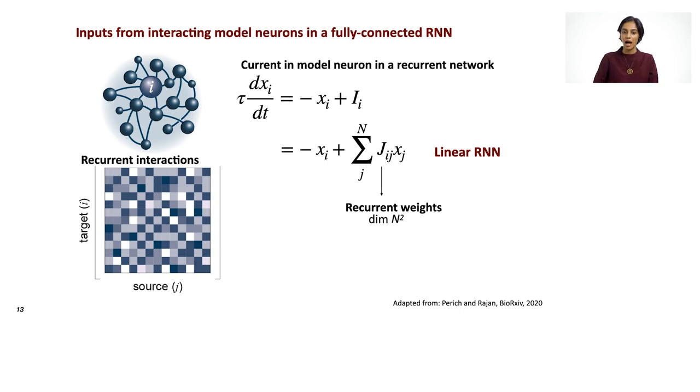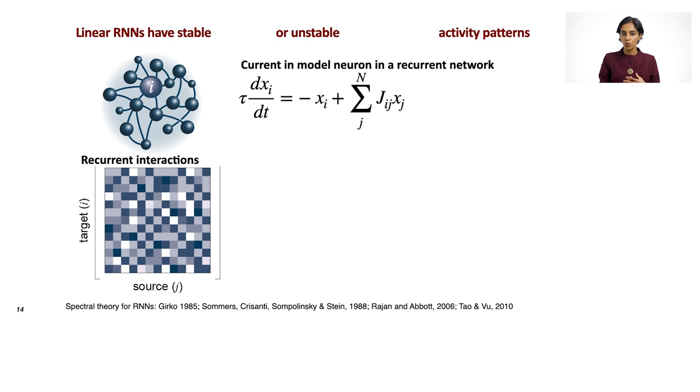Linear recurrent neural networks also have stable or unstable activity patterns, very similar to what we saw before, except now they have a slight twist. So there are stable patterns and unstable patterns, and exactly as we saw in the single dissociated neuron case, stable patterns decay to zero. So here is the firing rate of a single neuron in a fully connected linear RNN, and as you can see, over the long term, its activity decays to zero or goes to a trivial fixed point.